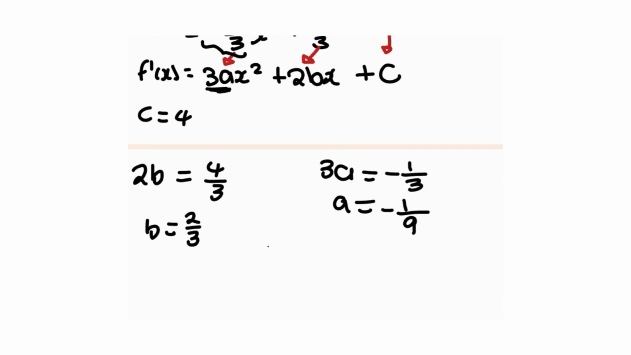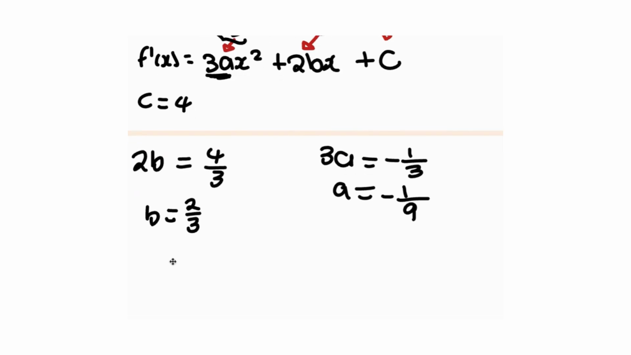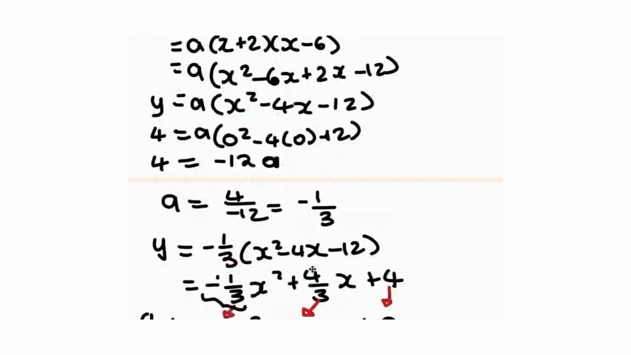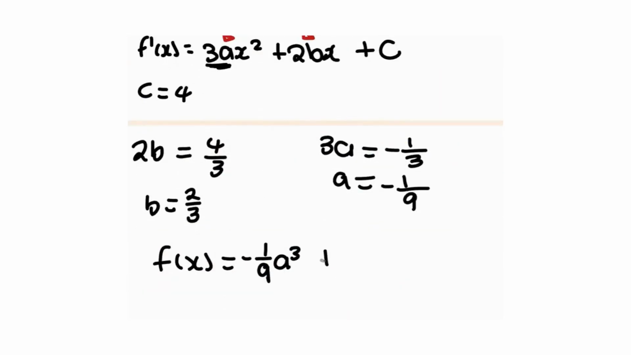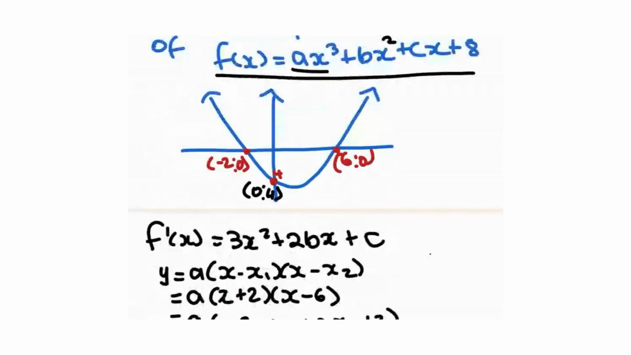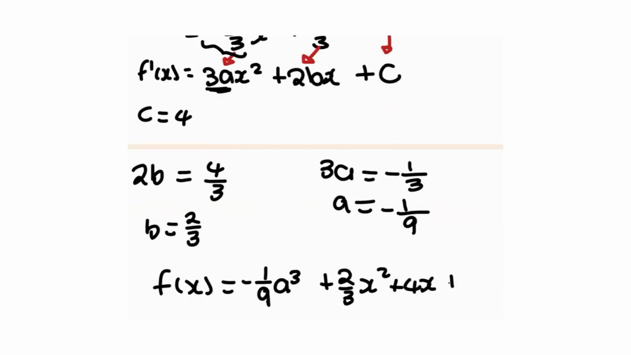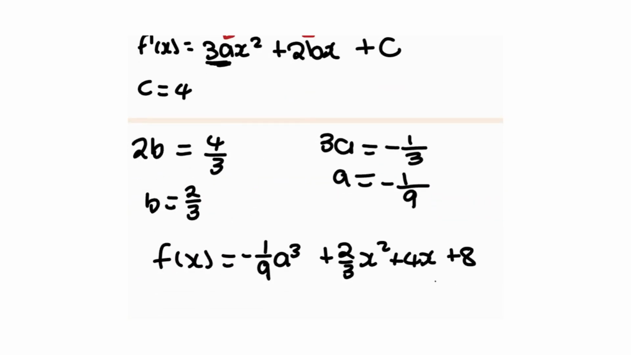So now that we have found a, b, and c, we can go and say f prime x equals -1/9 x cubed. We had plus b, which is going to be plus 2/3 x squared, and then our c was plus 4x, then our d was given as 8. This would be plus 8. I hope you are still following, you're still with me, guys.